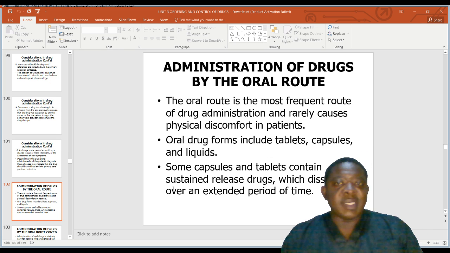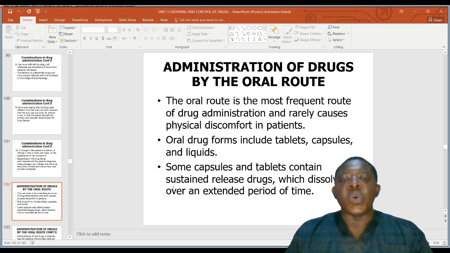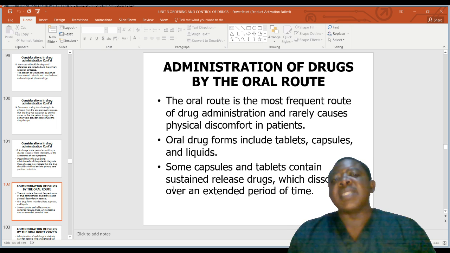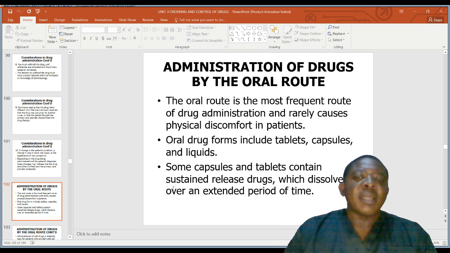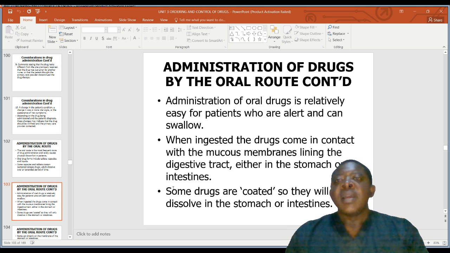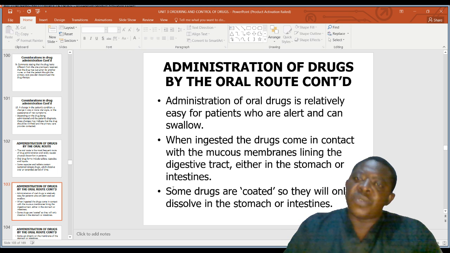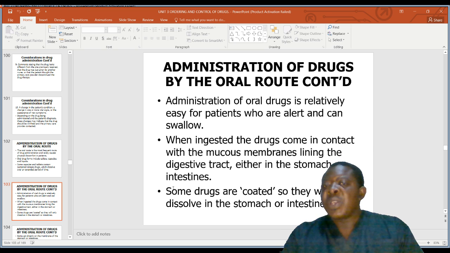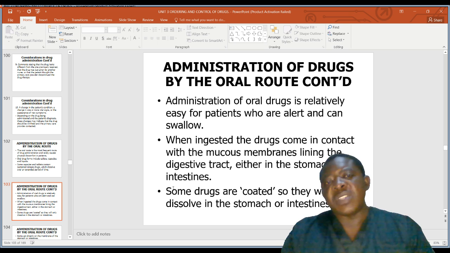The oral route is the most frequent route of drug administration and rarely causes physical discomfort in patients. Oral drug forms include tablets, capsules, and liquids. Some capsules and tablets contain sustained release drugs which dissolve over an extended period of time. Administration of oral drugs is relatively easy for patients who are alert and can swallow. Those are some of the advantages of giving oral drugs.